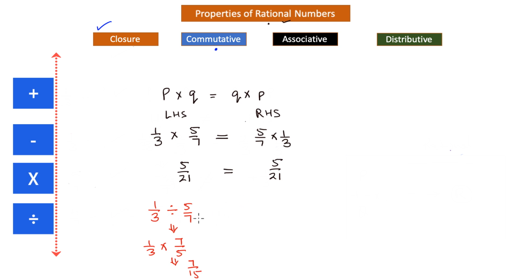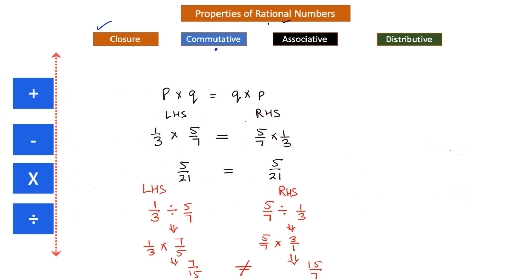But if I were to change the sequence of these two numbers around the division operation, I will say if I take 5/7 first and then divide that by 1/3, what will be my net result? It will be 5/7 multiplied by 3/1. And that will be equal to what? That will be equal to 15/7, right? So you see, there is a big difference. The left hand side is 7/15, which is not equal to the right hand side, which is 15/7, right?